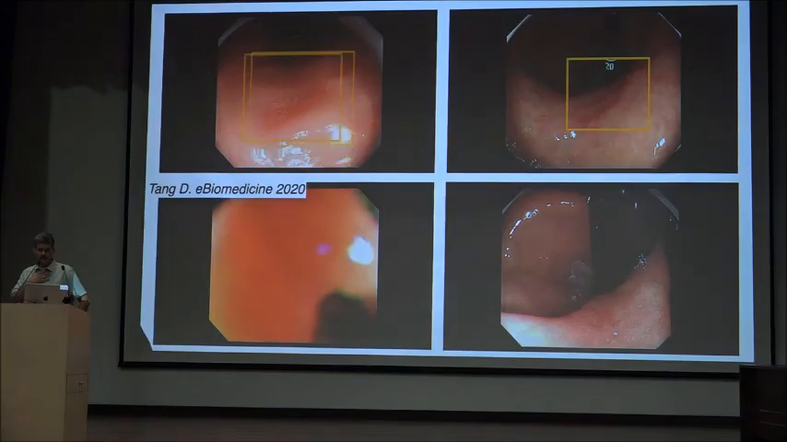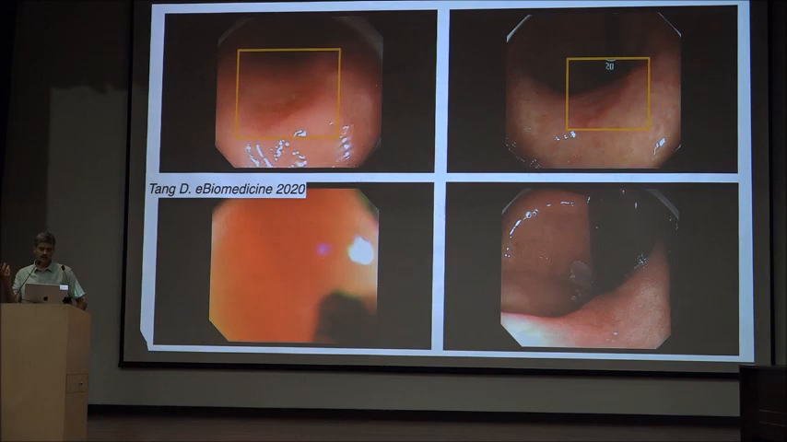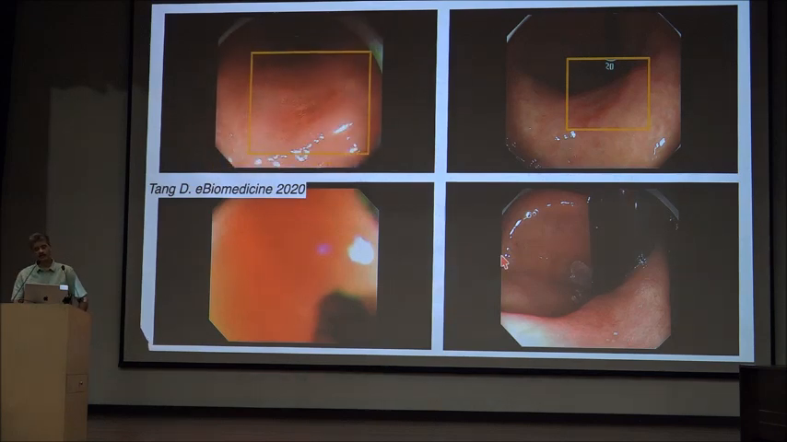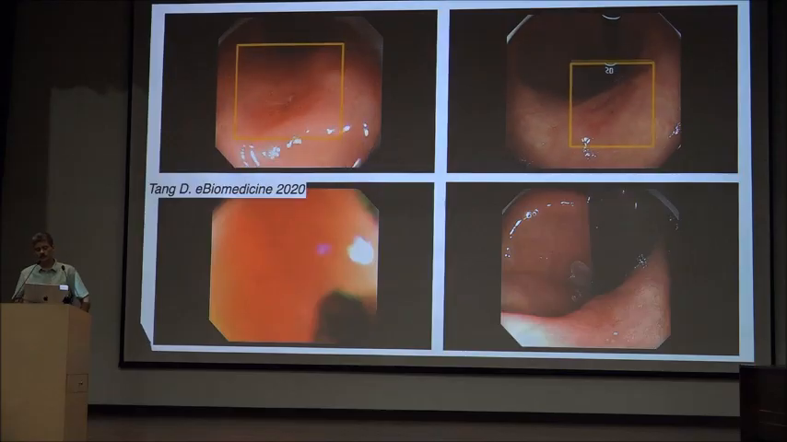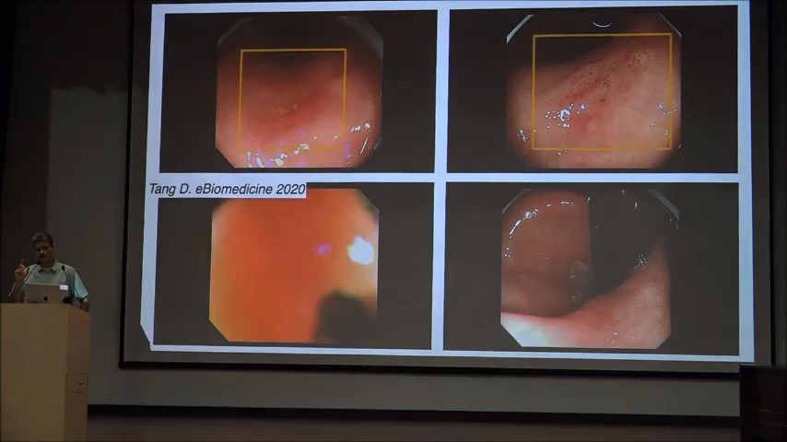This is the model developed by the Nanjing University. Some of these are commercial. Endo Angel has been marketed. I'll show you. So see what it is flagging, and just think in your mind, when you are doing endoscopy, would you have missed this lesion?